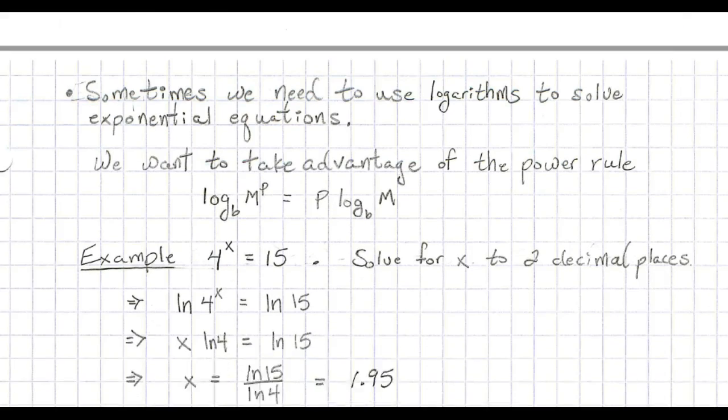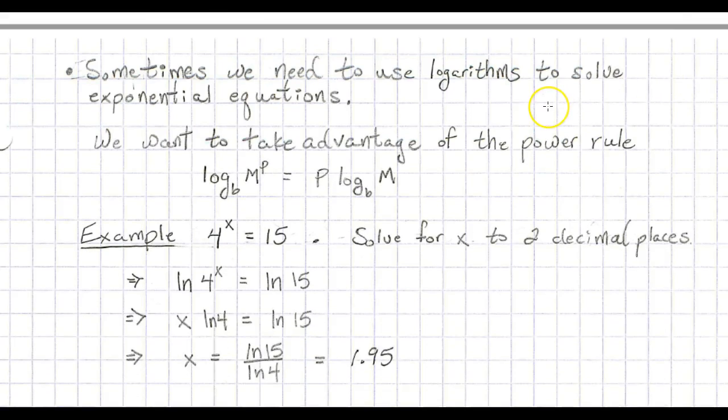All right. Sometimes, however, when you're solving an exponential equation, you have to use logarithms because you just simply cannot get the bases to be the same. So we have to use the inverse property of logarithms to be able to bring down the power. We want to take advantage of the power rule. So we have log base b of m to the power p. We know that the power rule says I can bring this power and drop it down in front. So this equals p times log base b of m.